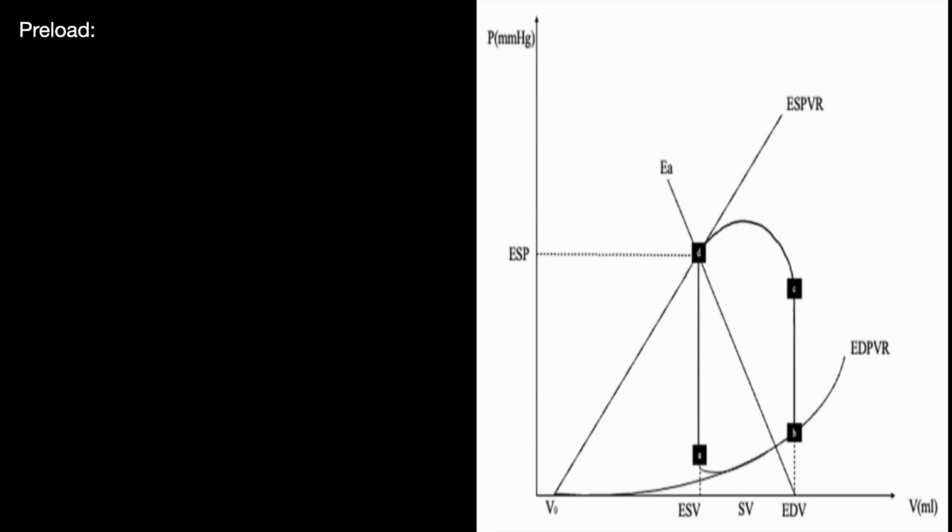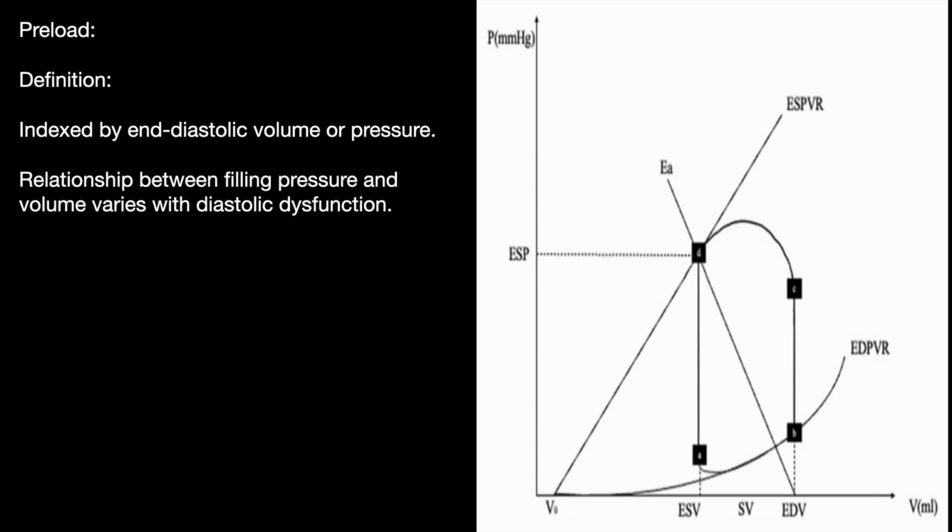So coming first to the preload. Preload is indexed by the end diastolic volume or the pressure. This is the preload on the heart. The relationship between filling pressures and the volume varies with diastolic dysfunction. If I have a diastolic dysfunction, these values are going to be affected, that is the volume and pressure.